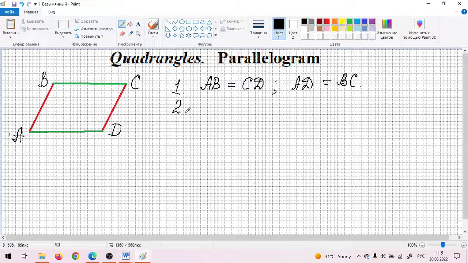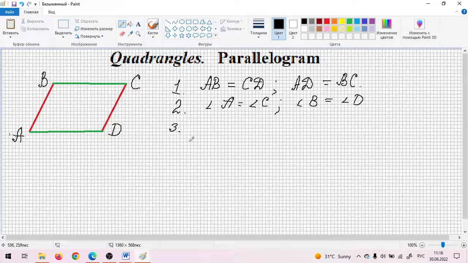The second property: in a parallelogram opposite angles are equal. Angle A and angle C are equal, and angle B and angle D are equal too.